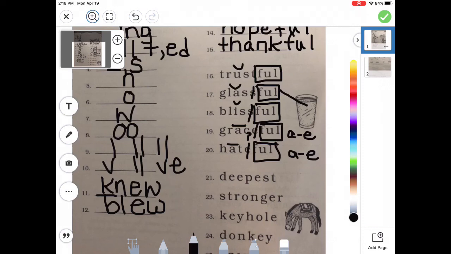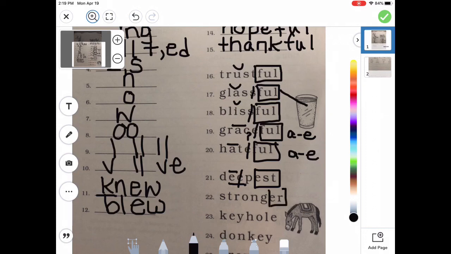All right, on number 21, what do you notice? That's right, I've got suffix est, so box it off. Then what else do I have? Digraph ee, so that means long E, silent E. Deep, deepest, very good. How about the next one?